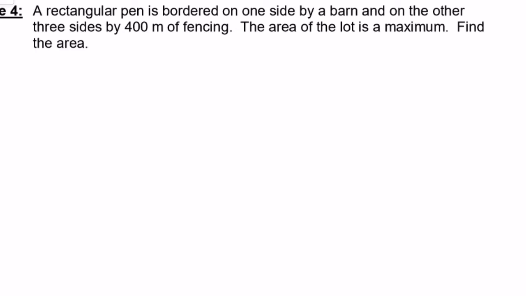So here we have a rectangular pen that is bordered on one side by a barn, on the other three sides by 400 meters of fencing. The area of the lot is the maximum, find the area.